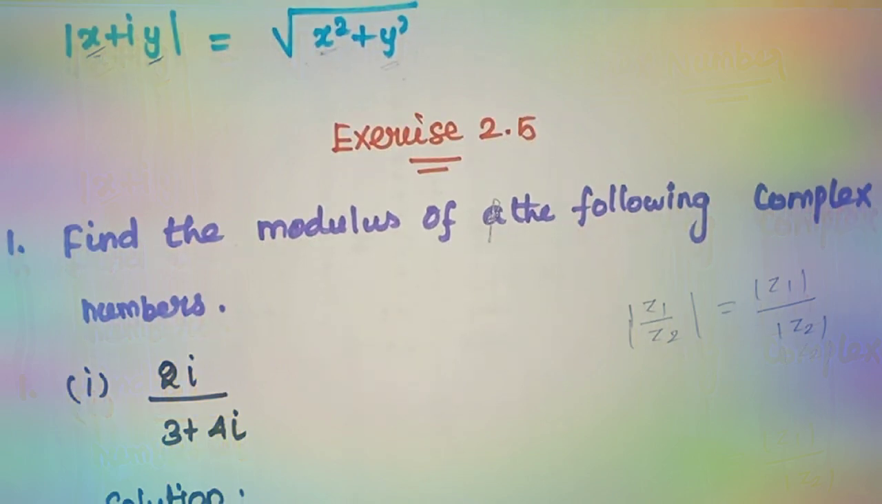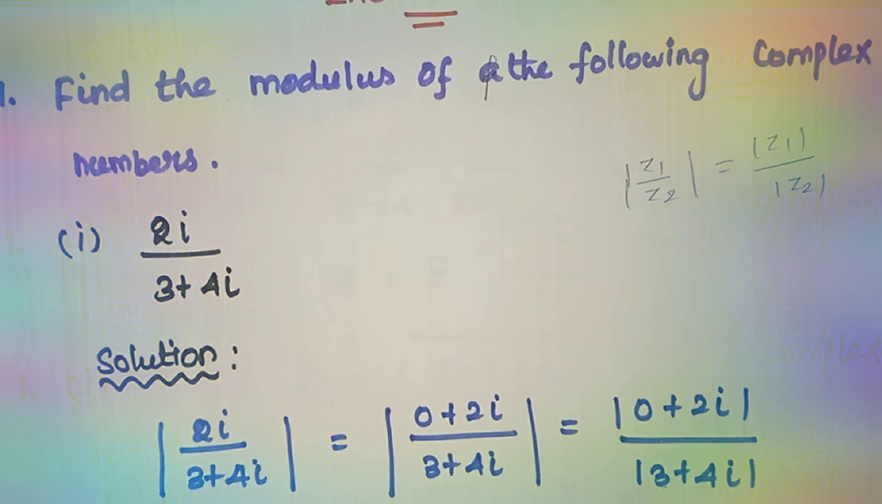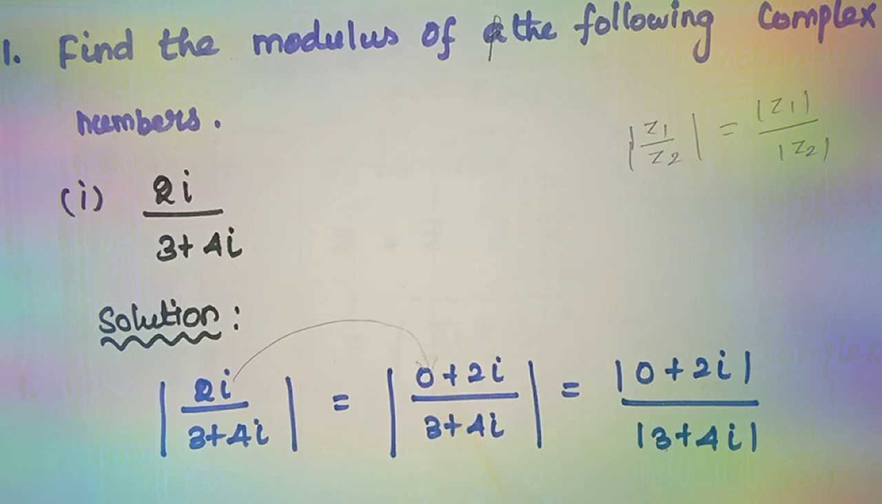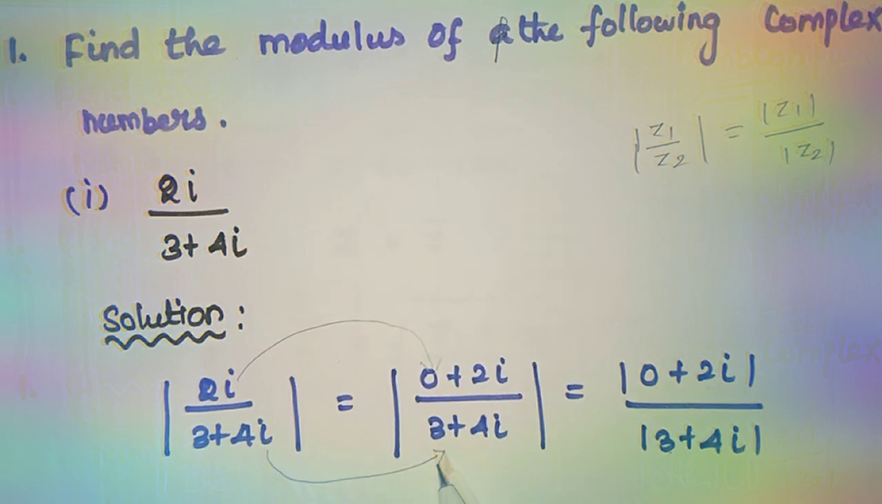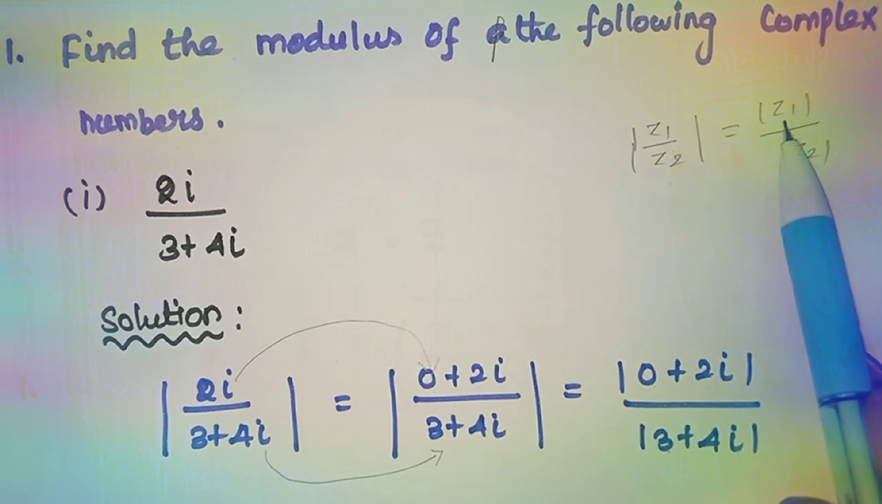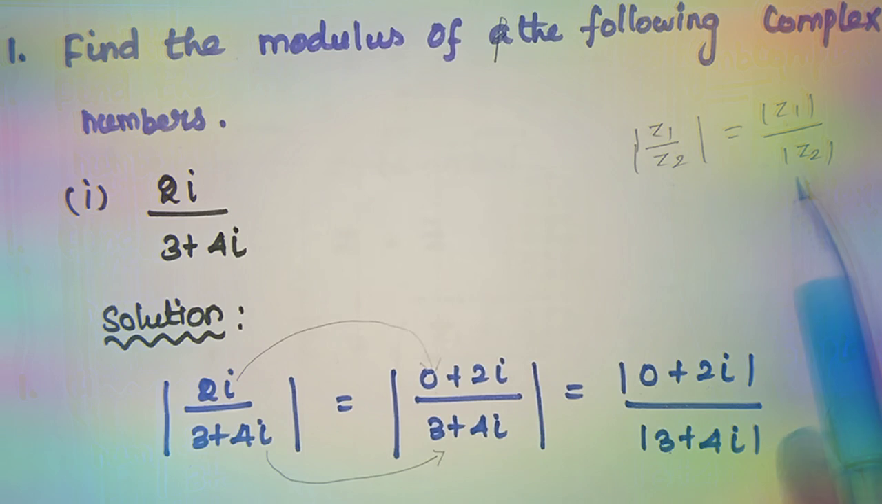Find the modulus of the complex numbers. Okay, 2i by 3 plus 4i. Solution: modulus of 2i by 3 plus 4i equals modulus of 0 plus 2i over 3 plus 4i. This can be written as 0 plus 2i; this remains the same. Just recall the property: modulus of z1 by z2 equals modulus of z1 by modulus of z2. This property is used here.